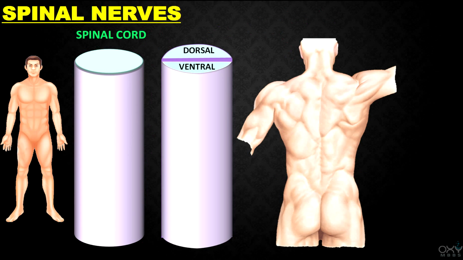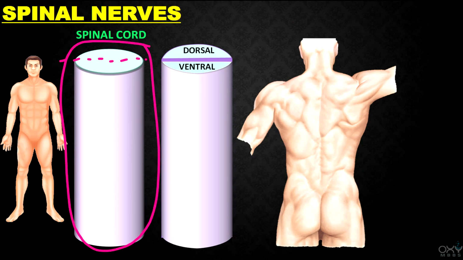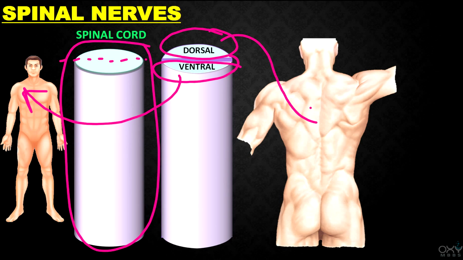Now what I am doing, I am passing an imaginary line like this, so it divides the spinal cord into anterior one and posterior one. The part that is anterior is called ventral and the part which is posterior is called dorsal. So this ventral part is facing towards the face, that is the front of the body, and the dorsal part is facing towards the back of the body.